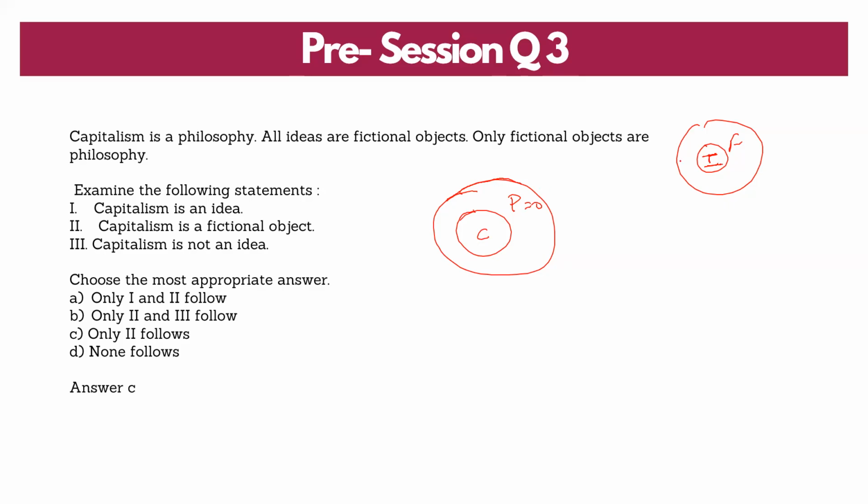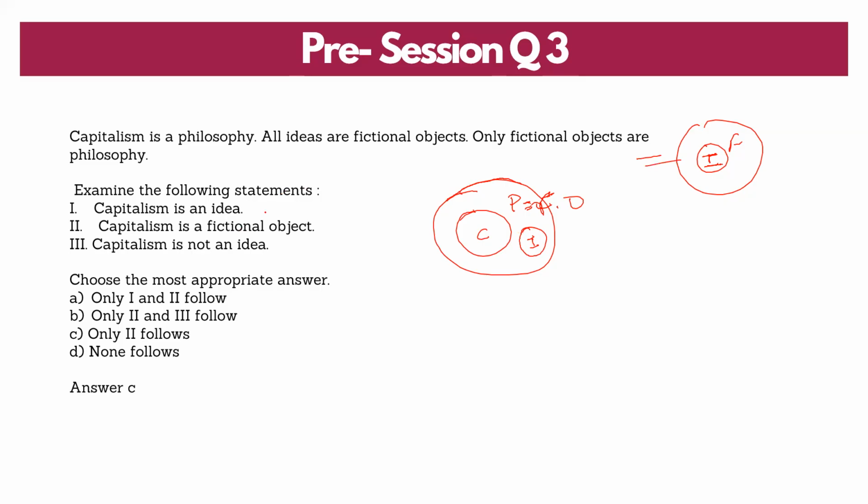So this is the diagram, and once again, another thing which was given was... Let me draw fictional object. Only P is equal to FO. Only fictional objects are philosophy means P is equal to FO. The other thing is idea lies inside fictional object. Now, it's possible for me to draw idea in a way that it doesn't intersect C, although it will be inside P and FO, because that is already given, right?